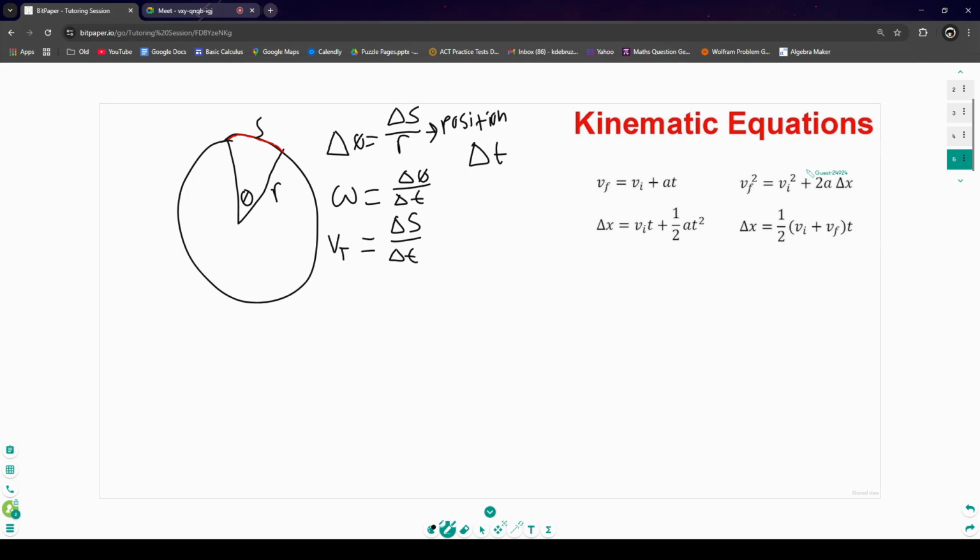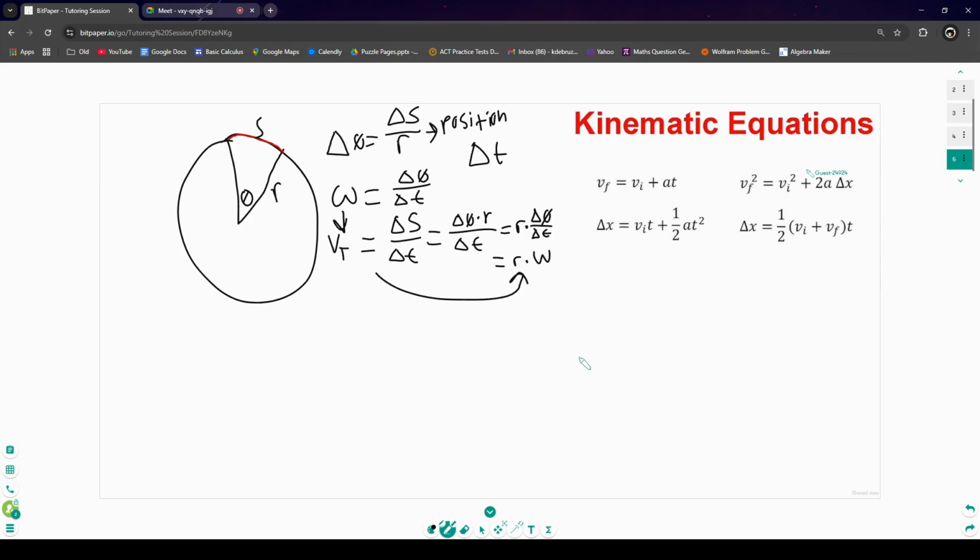Yes, if we're given the radius and if we're given the angle. Exactly. So this is more often written as delta theta times r over delta t. But I'm just going to rearrange this one more time. This is often written as r times delta theta over delta t, or r times omega. See how that works? Yeah. So the relationship between these two things is the radius.